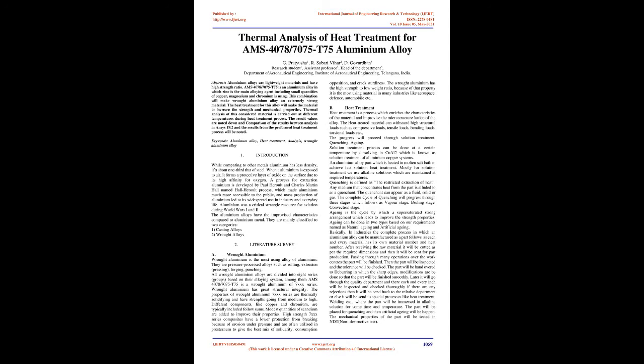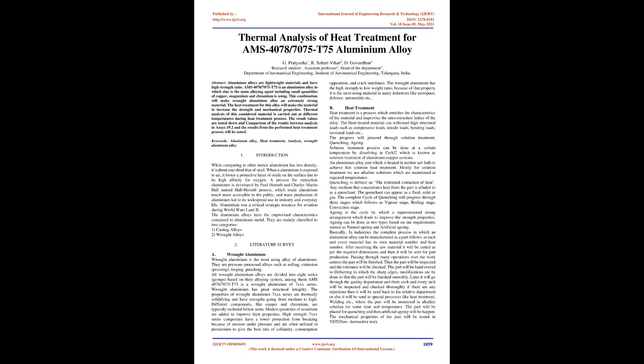Aluminium alloys have improved characteristics compared to aluminium metal. They are mainly classified into two categories: 1. Casting alloys. 2. Wrought alloys. 2. Literature survey. A. Wrought aluminium. Wrought aluminium is the most used alloy of aluminium.